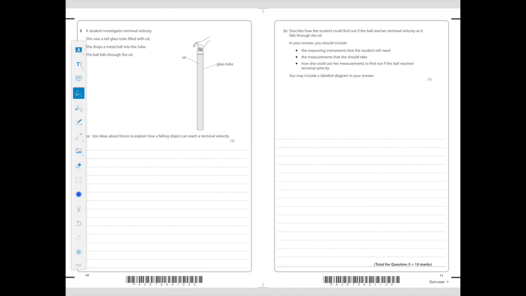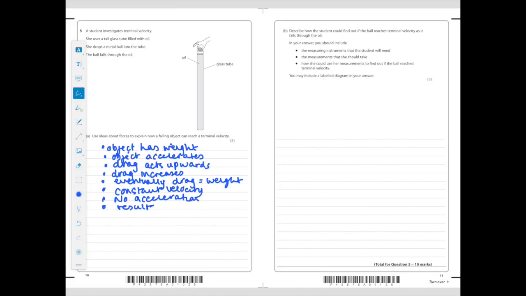So first of all, you want to state that the ball has a weight, and that will be its downward force. Acting upwards will be the force of drag. As the ball accelerates, the drag force will increase, and eventually the weight will equal drag. At this point, the ball no longer accelerates, it travels at a constant speed and there is no further acceleration, and this means that terminal velocity has been reached. So that's your perfect answer. Try and write it in sentences. I've written it like that for ease of iPad use.